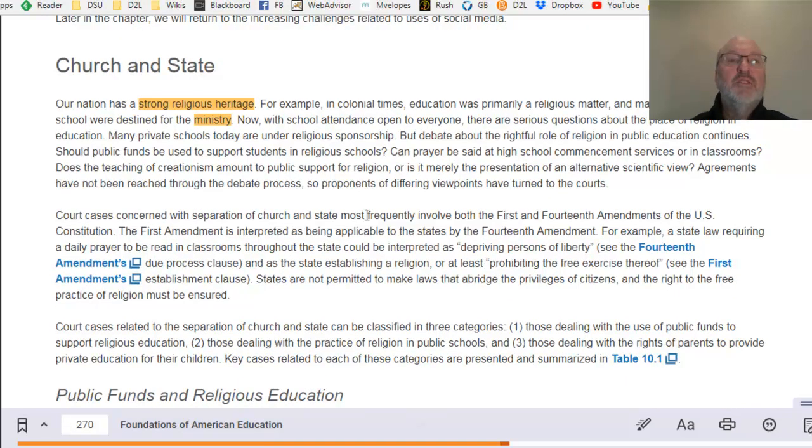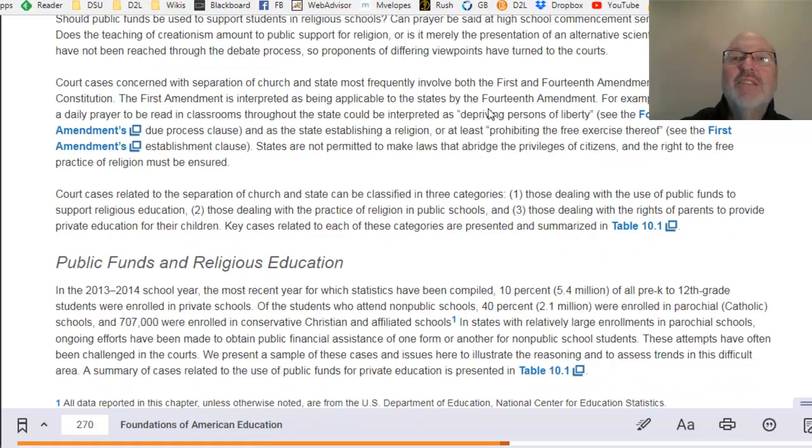Should public funds be used to support religious schools? Can prayer be said at high school announcements and stuff like that? So lots of that. And then we have lots of court cases concerned with that separation of church and state. And remember, the law doesn't state separation. It says the state can't endorse nor prohibit the free practice of religion, but we forget that part often when we're interpreting and talking about separation: the state can endorse, but it can't prohibit either.